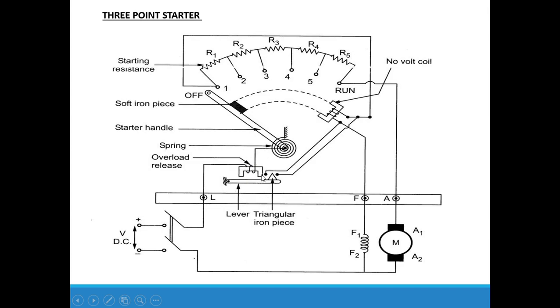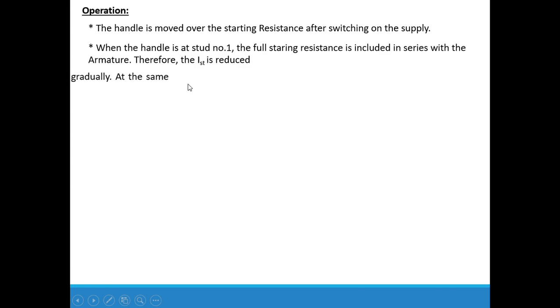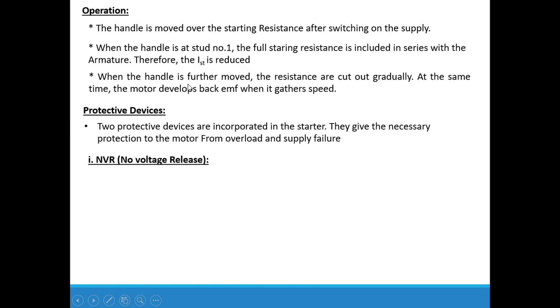This movable arm is lifted up and short circuits the electromagnet. If this movable arm is lifted up, it short circuits the NVR coil. So it gets de-energized and the soft iron piece goes to off position. Hence the arm is released and returns to off position. This is the function of 3-point starter. It is clearly explained in this slide.